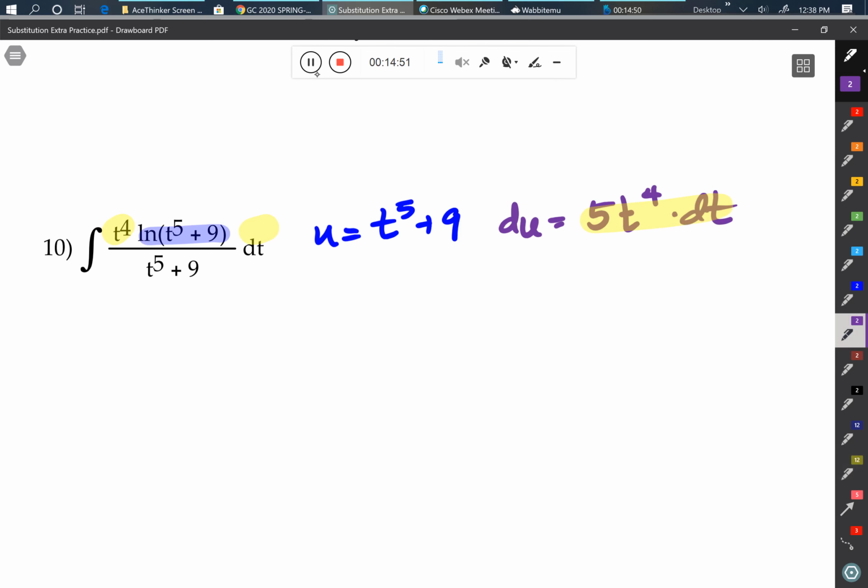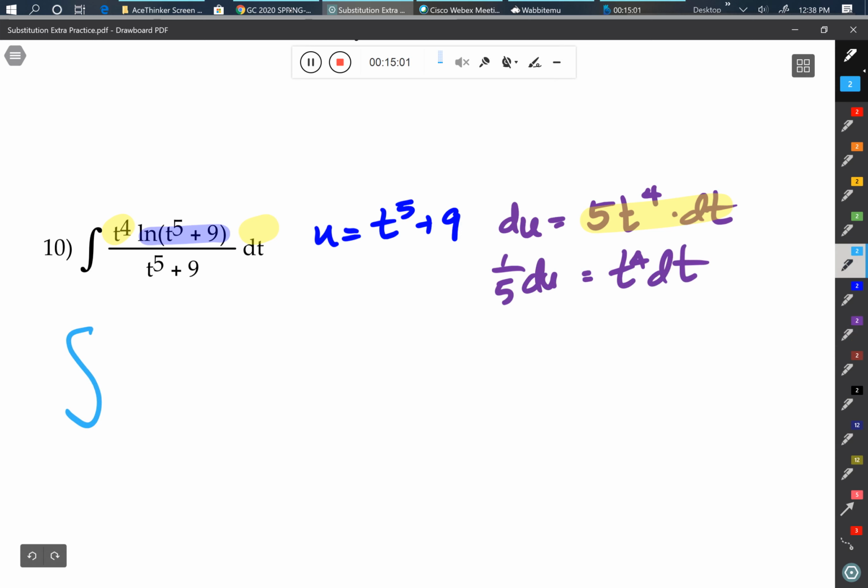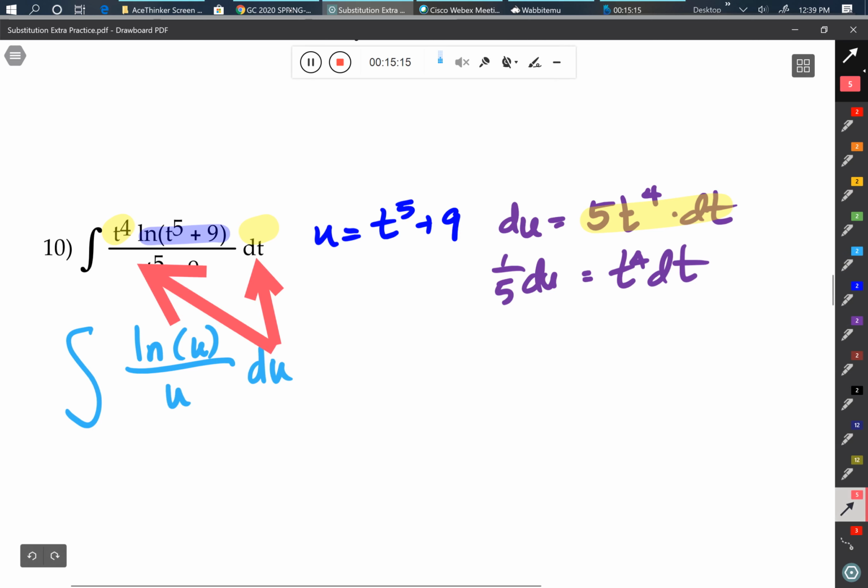I can just get rid of that 5, right? Can I just call this 1/5 du is equal to t to the 4th dt? And now I think I got everything, so I'll do some substitutions. I've got the natural log of u. But wait a second, there's another u downstairs? And then a du here? Now if you're wondering where the du came from, the du here came from those two, the ones that are highlighted in yellow.